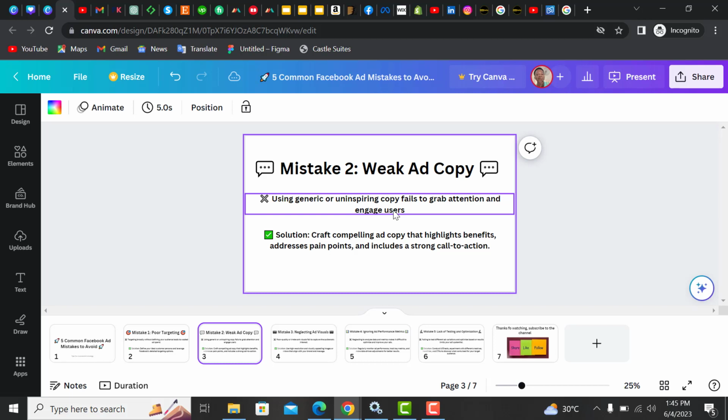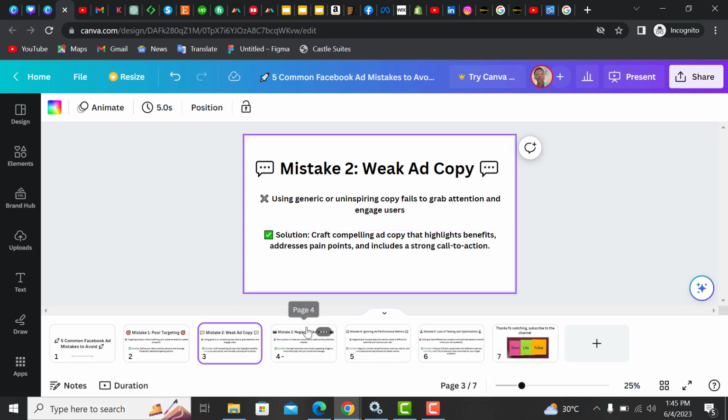That's another mistake that people make. They do ads that are not engaging, so you're not getting the audience's attention, you're not getting their time, you're just wasting your money on the Facebook advert that you're running. So make sure your copy is very, very important. It is very strong and it is key. You understand? The solution here is to create a compelling ad copy that highlights benefits, addresses pain points, and includes a strong call to action. A call to action is what you want these people to do after they see your advert.